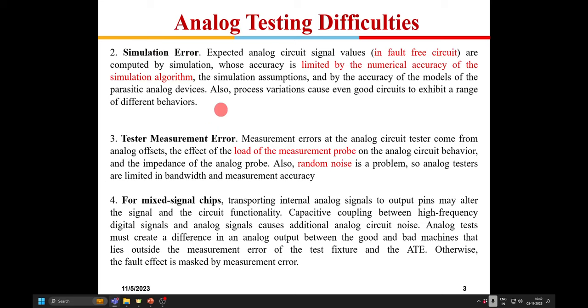There will always be a simulation error. So we can't say that the results of the simulations and the results of the actual testing will match 100%. Then there will also be a test measurement error.